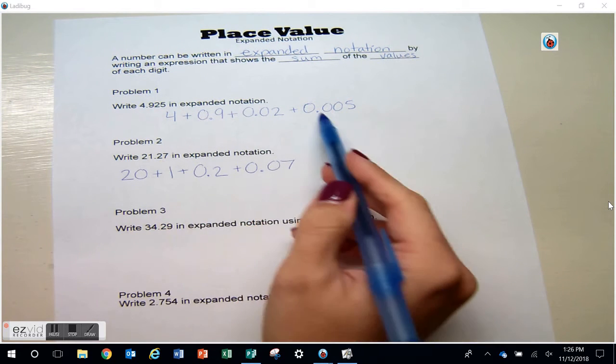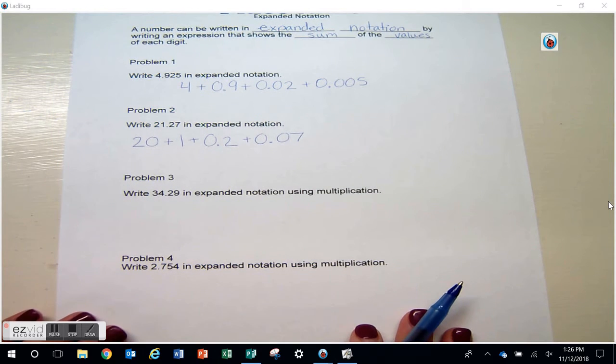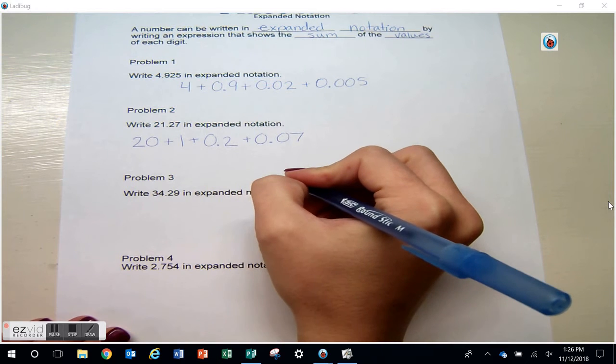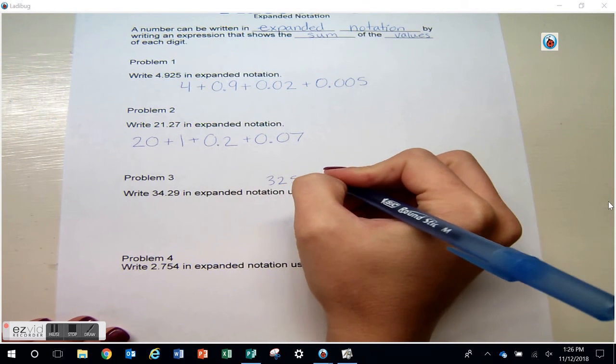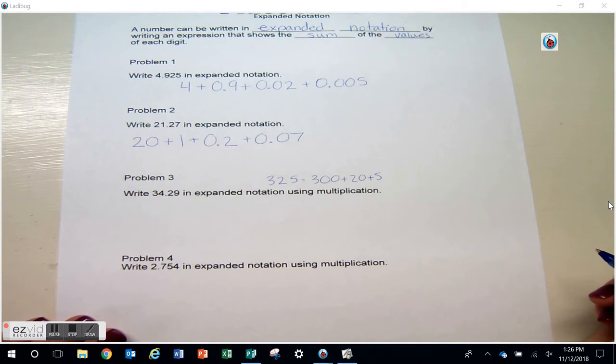This expanded form or notation should be something that you're kind of familiar with. Just like in the past, you may have written 325, noticing that that's 300 plus 20 plus 5. Similar idea. We're looking at the place value.